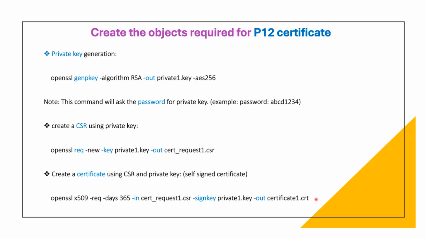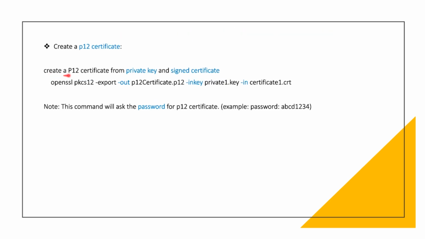Now we will create a P12 certificate from the private key and the signed certificate. Here is the command: openssl pkcs12 -export -out, this is the name of the P12 certificate. You can give any valid name here. Then -inkey, providing the private key we generated, then -in, the certificate we generated. This command will ask the password. For example, I have given ABCD1234.